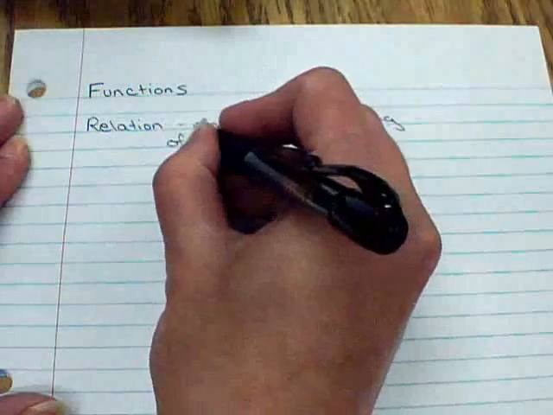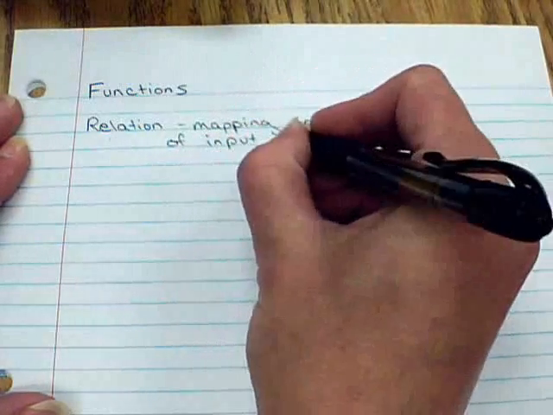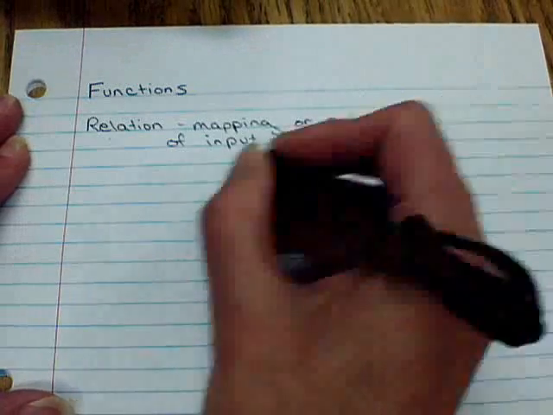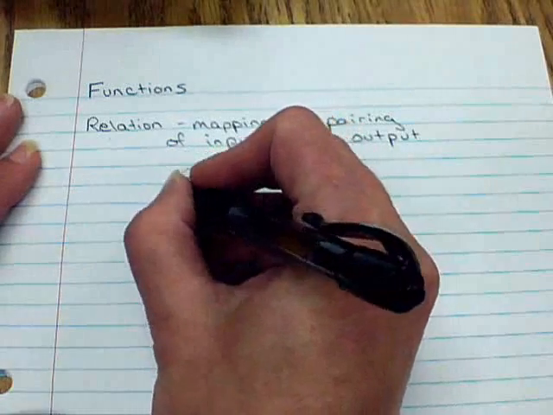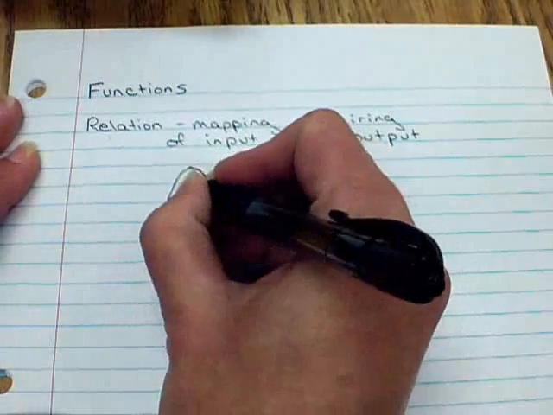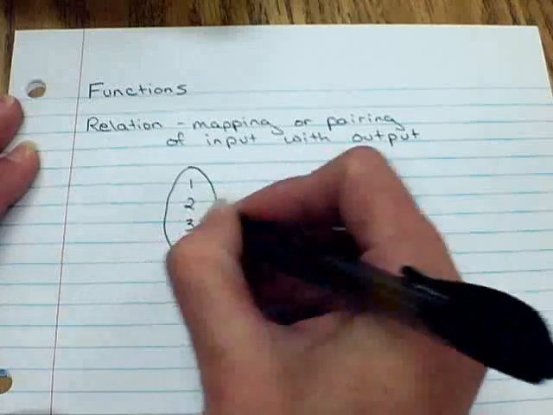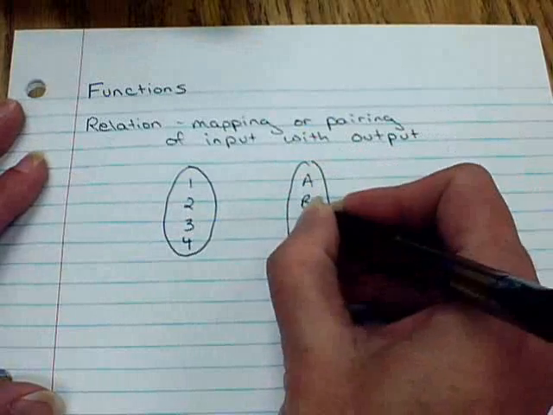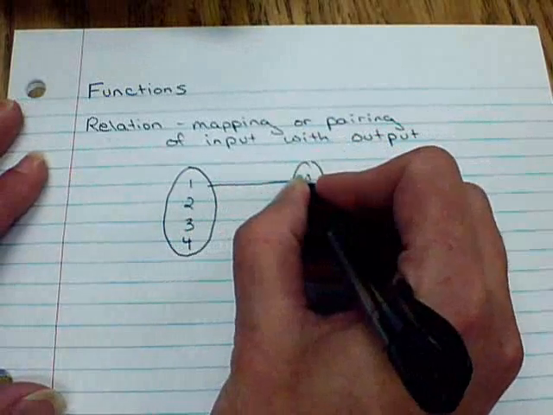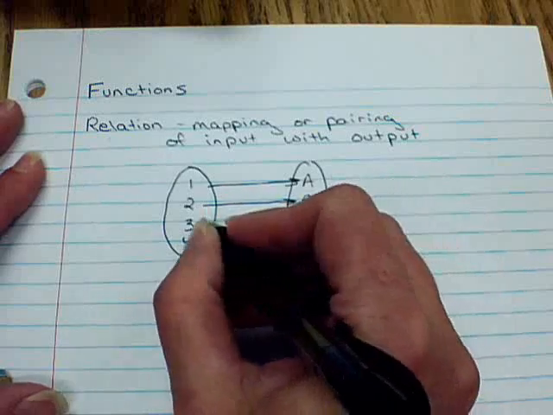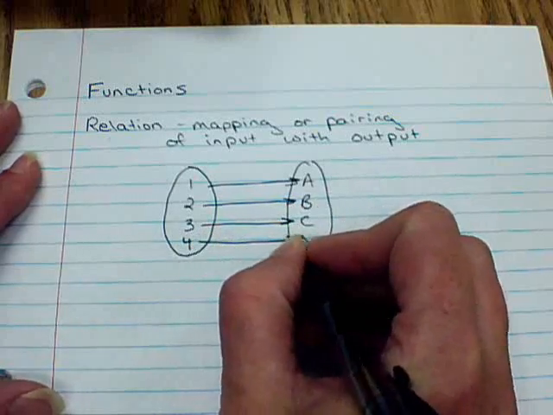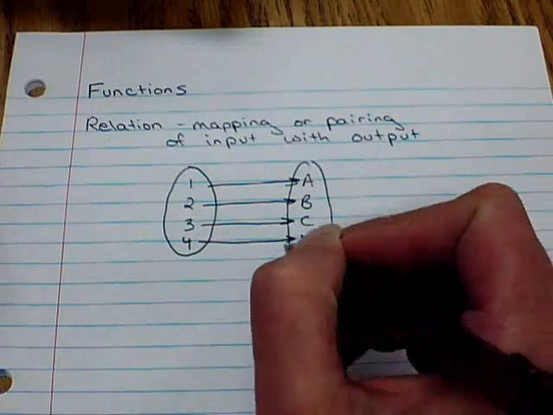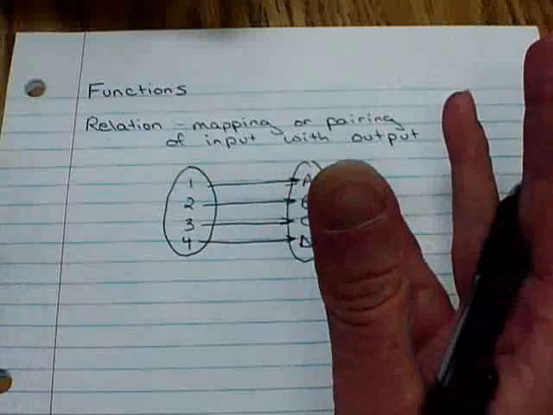So if I had 1, 2, 3, and 4, and they're paired up with some stuff over here, it could even be, I don't know, an alphabet. What I'm doing right now is called a mapping. We're mapping them together. But what it's actually doing is pairing these together. Now when it just says relation, it doesn't even matter how they're paired.